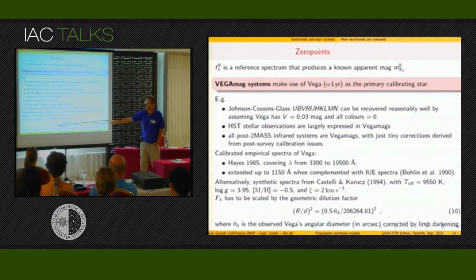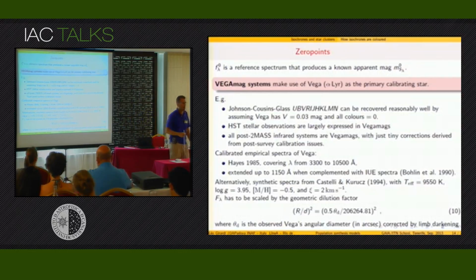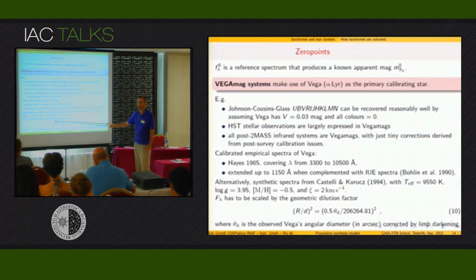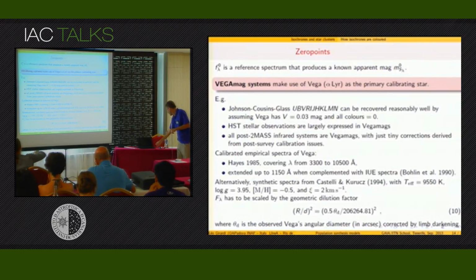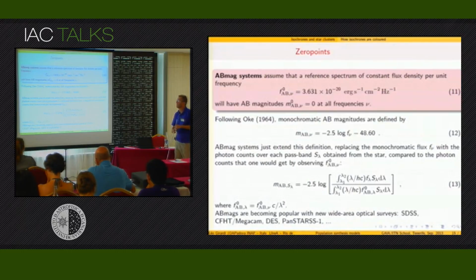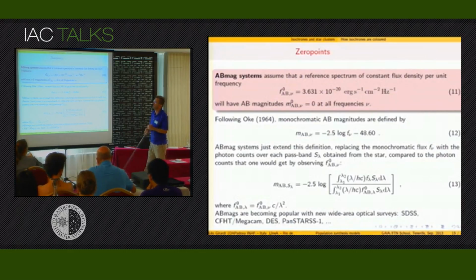The only detail maybe is that we have to take the observational spectra of Vega and scale by this geometric dilution factor, which is the ratio of the radius of Vega to the distance of Vega to the Earth. But this dilution factor is quite well known for this star because we know its distance. We also know the diameter of Vega. It has been measured.